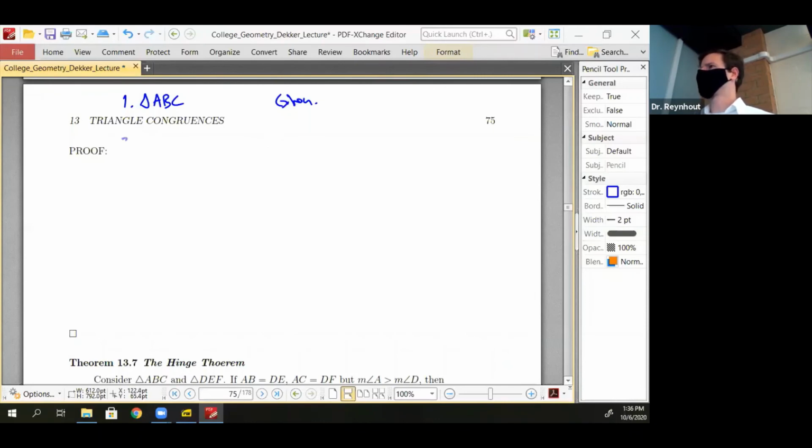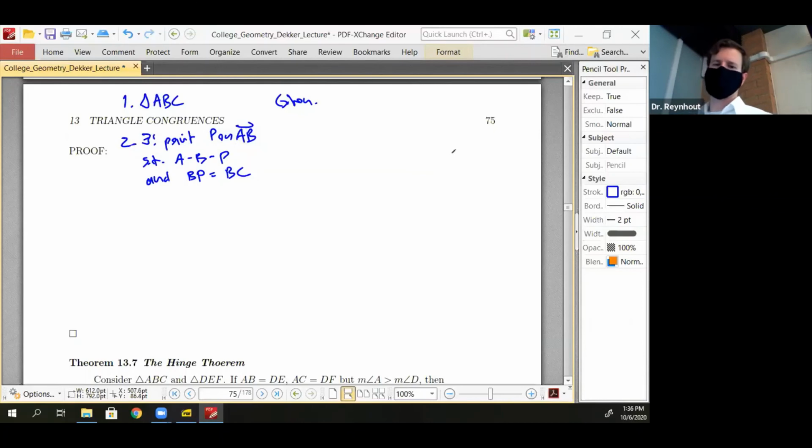The next step: there exists a unique point, call it P, on the ray from A to B, such that P is beyond B, and BP, the length from B to P, is equal to the length from B to C.